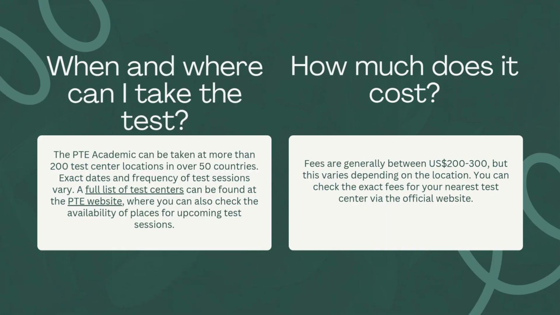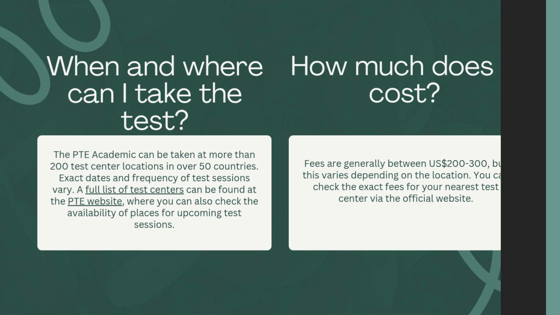When and where can I take the test, or how much does it cost? So you can take the test in more than 200 test center locations in over 50 countries. The exact date and the frequency changes depending on the availability of that test center. On the PTE website, you can book your own slot. So how much does it cost? It's generally between US $200 to $300, but this varies depending on the location as well. So please visit the website in order to know how much exactly this test costs.